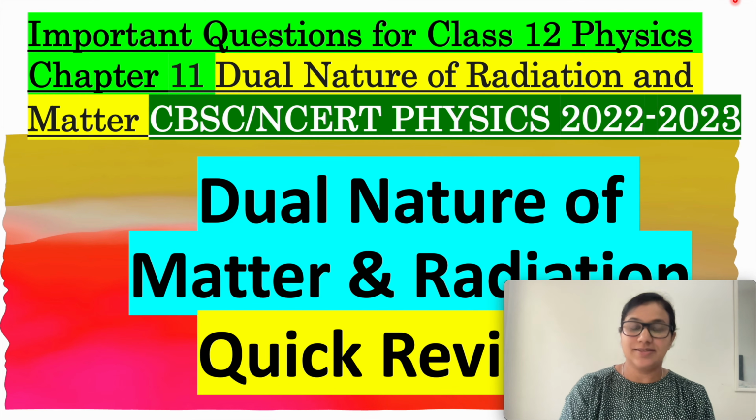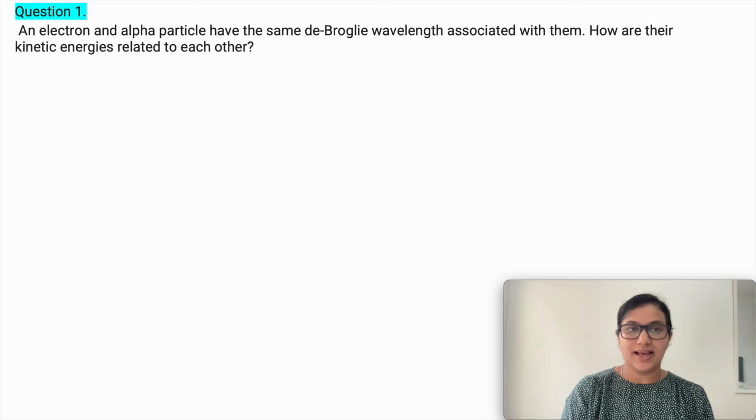Today we are going to discuss important questions and numericals from dual nature of radiation and matter. Let us start. Question number 1: an electron and alpha particle have the same de Broglie wavelength associated with them. How are their kinetic energies related to each other?